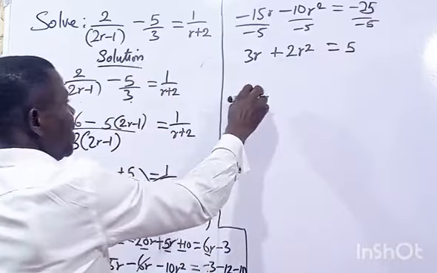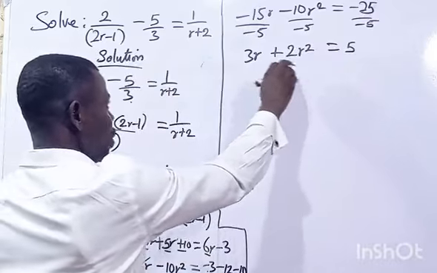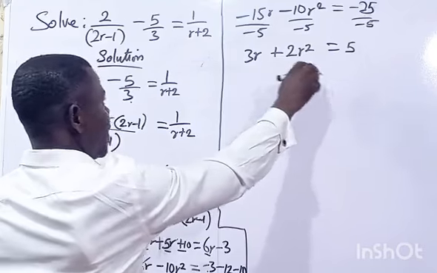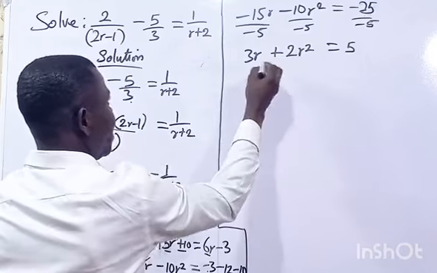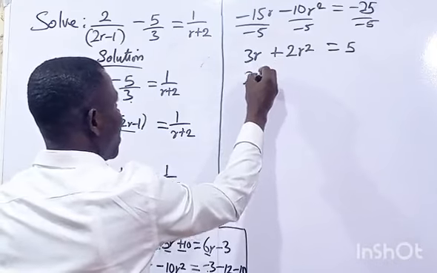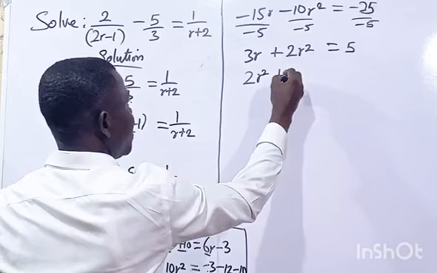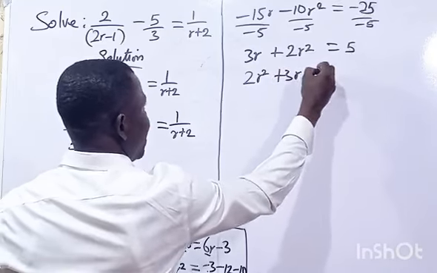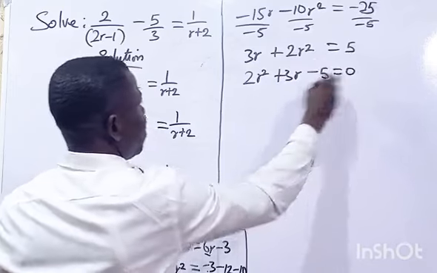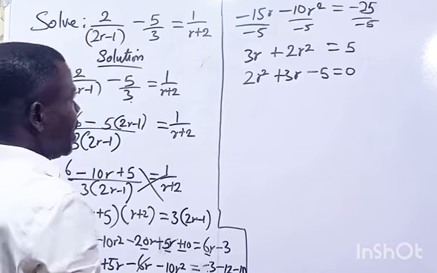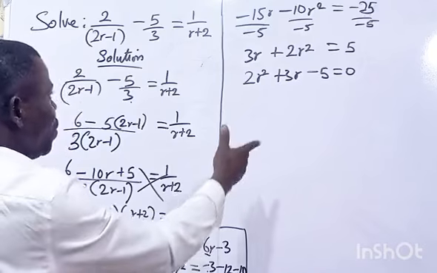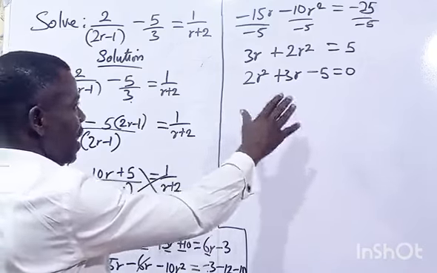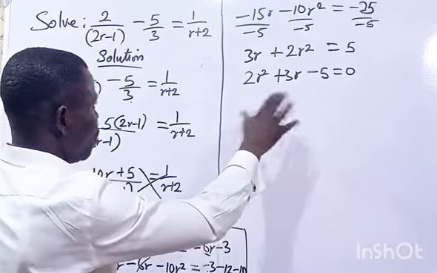Now if you notice, this is a quadratic equation. So we can write it so that 2 arrow squared comes first. If we do that, we have 2 arrow squared plus 3 arrow minus 5 equal to 0. So it has become a proper quadratic equation. Now what we need to do is just to solve this and we'll get our answer for this equation.